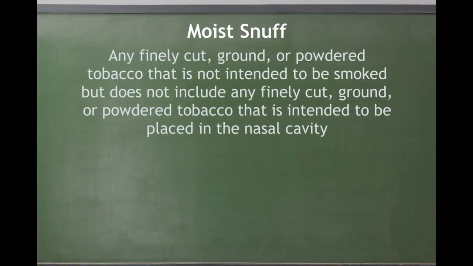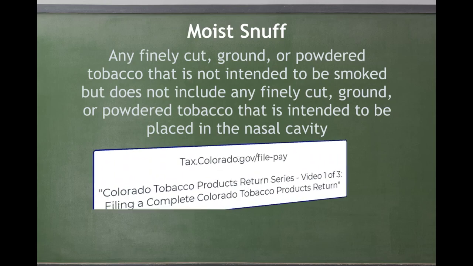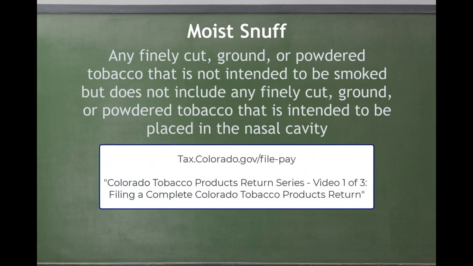Moist snuff is any finely cut, ground, or powdered tobacco that is not intended to be smoked, but does not include any finely cut, ground, or powdered tobacco that is intended to be placed in the nasal cavity. Moist snuff is taxed differently than other tobacco products. This video will only cover completing the moist snuff schedule.